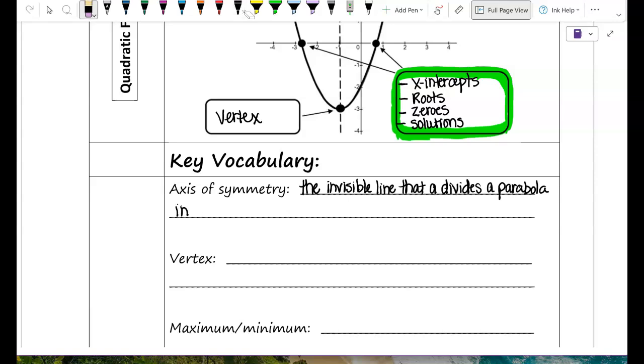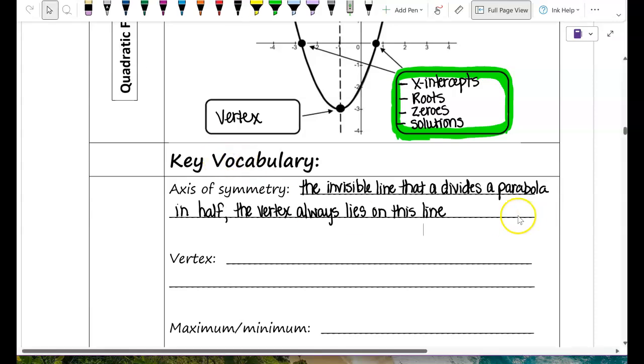And I call it an invisible line because remember, we always draw it as a dashed line because it's not part of the function. It's just a line that helps guide us through the function. And the vertex always lies on this line. Again, nothing we haven't already talked about before.